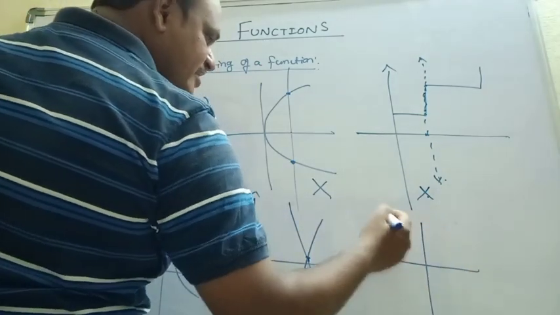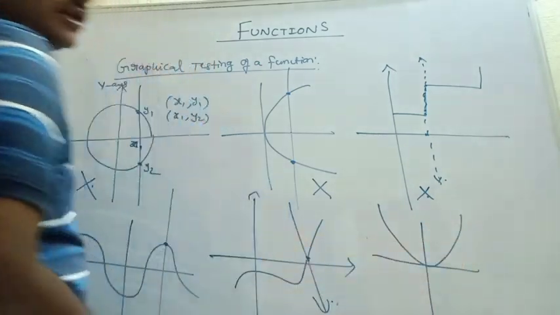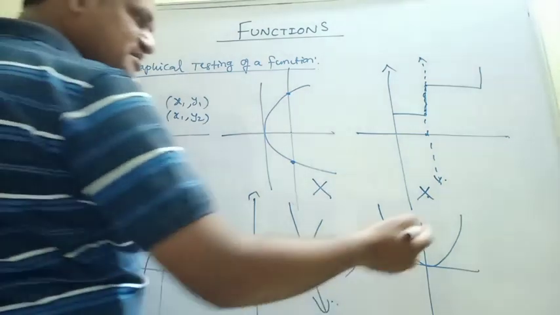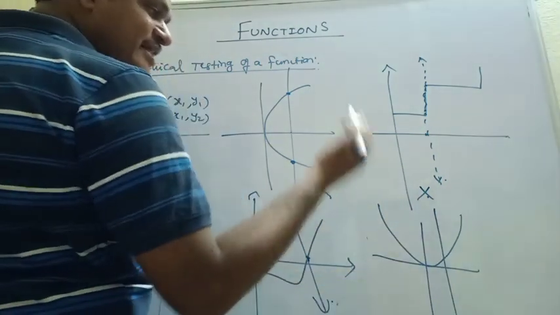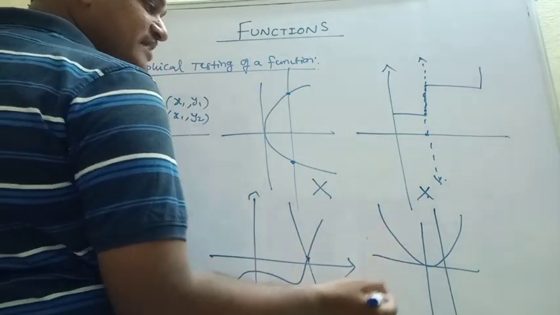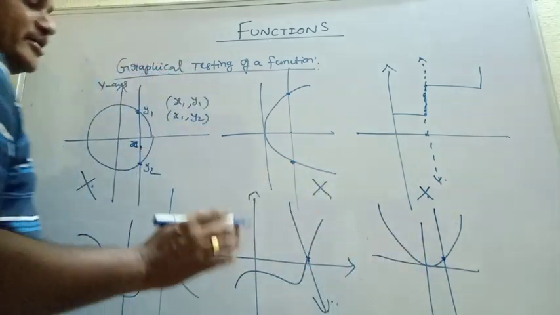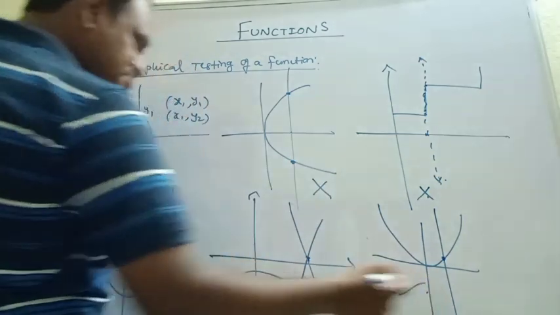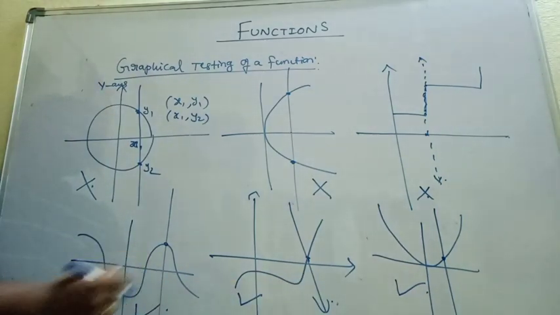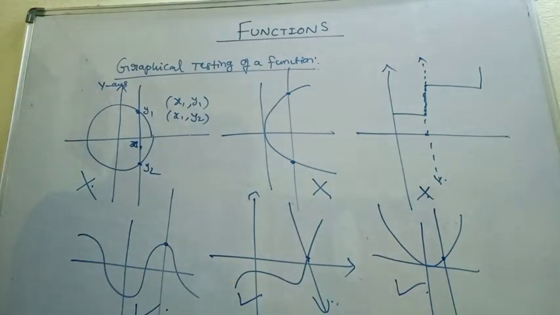Now, if you draw an upward parabola like this, will it represent a function? Yes. If I draw a vertical line anywhere, parallel to the y-axis, it will cut this at a single point. Therefore, this is also a function. Like this we have here, right?